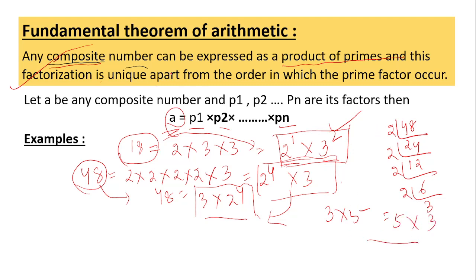So it says that apart from order, this factorization is unique because you cannot write 48 as 3 into 7 into 2 or any other, because this factorization is unique. That means the factorization should involve the prime factors of 48. So this is the fundamental theorem of arithmetic. I think all are clear.